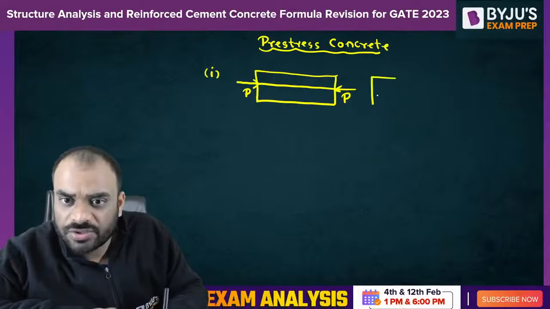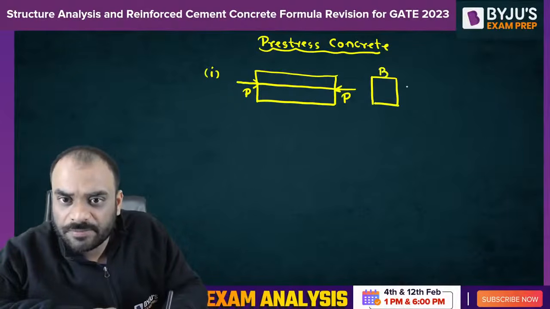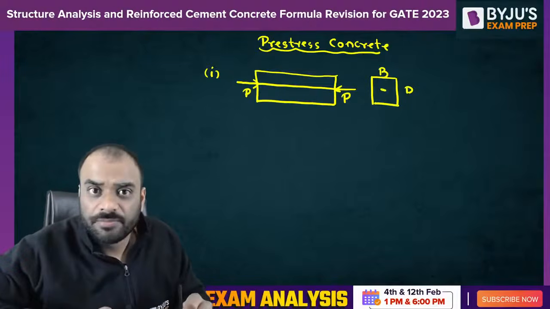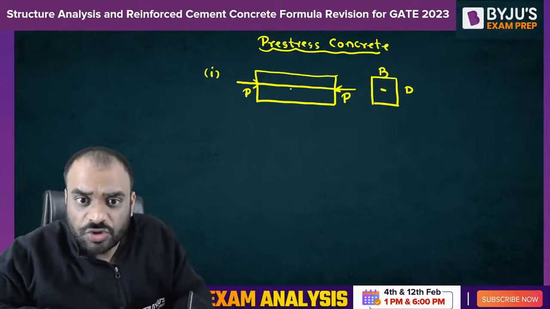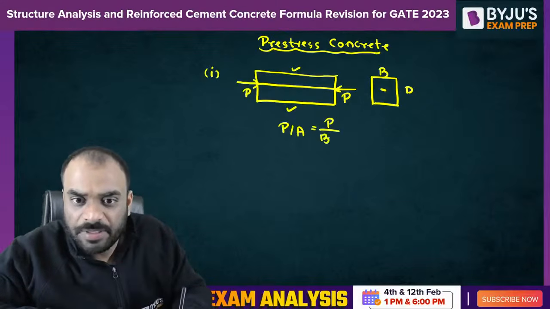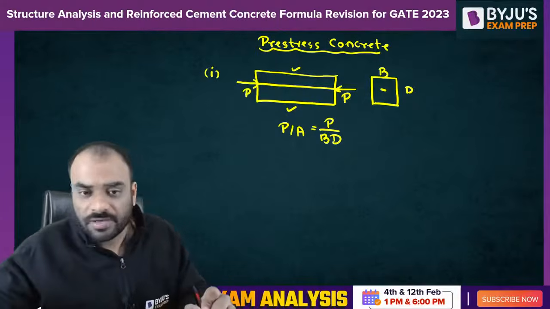Let us consider the cross section is B cross D. And at this junction, we will have our cables, right? So what should be the stress at the top and at the bottom? It is P by A. Very easy. P by B times D, right?